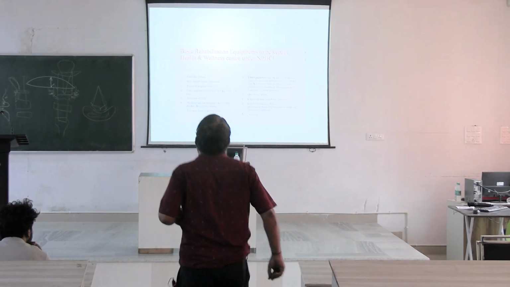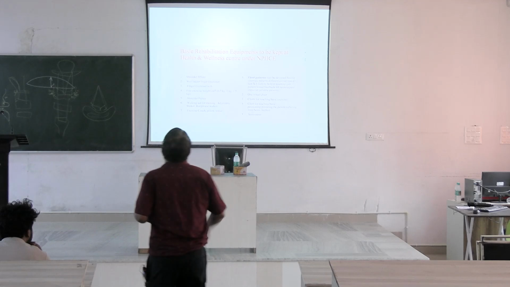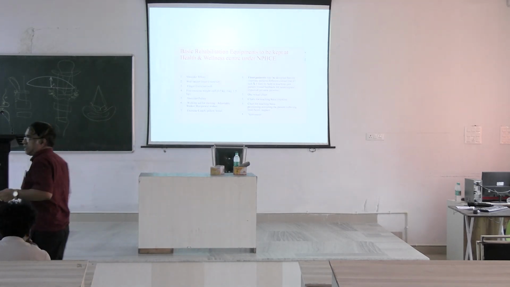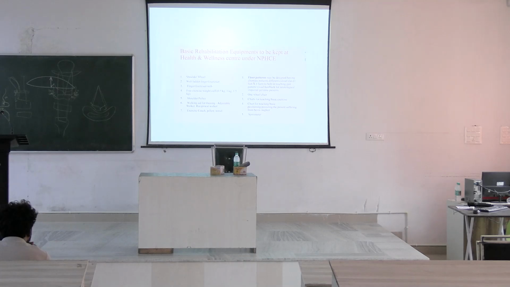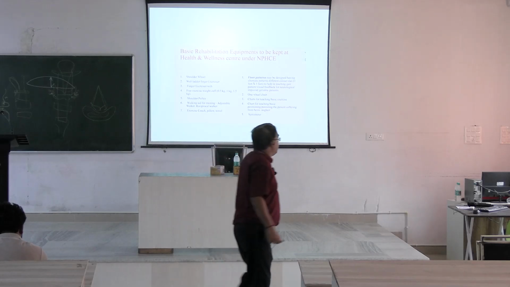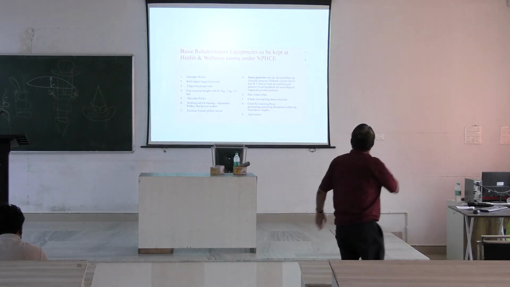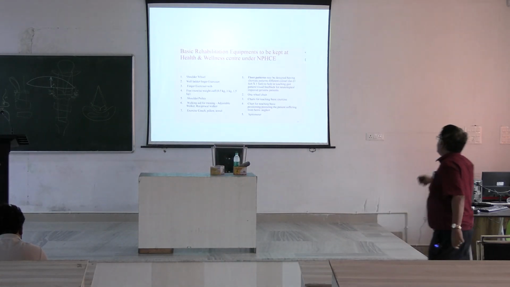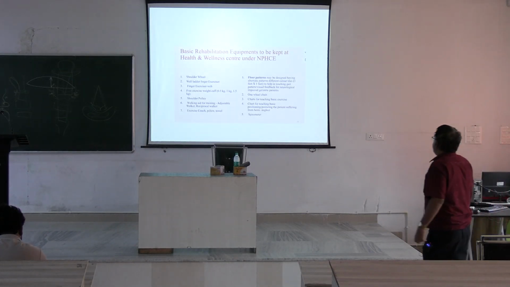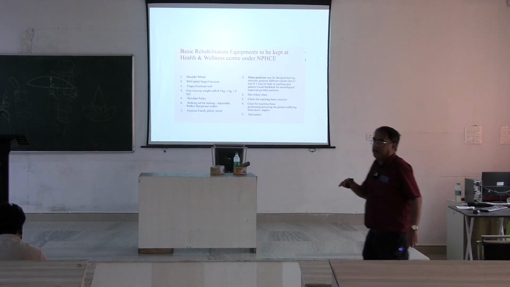Then free exercise weight cuff, 0.5 kg, 1 kg, 1.5, shoulder pulley, walking aid, adjustable walker, reciprocal walker, exercise couch, pillow, etc. And the health and wellness center should also have floor patterns, okay? Floor patterns should be alternate patterns, different color tiles. That helps in teaching the gait pattern, okay?